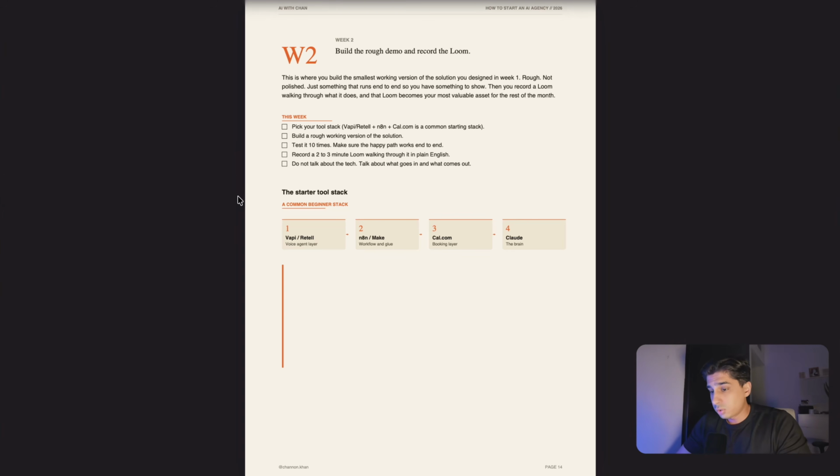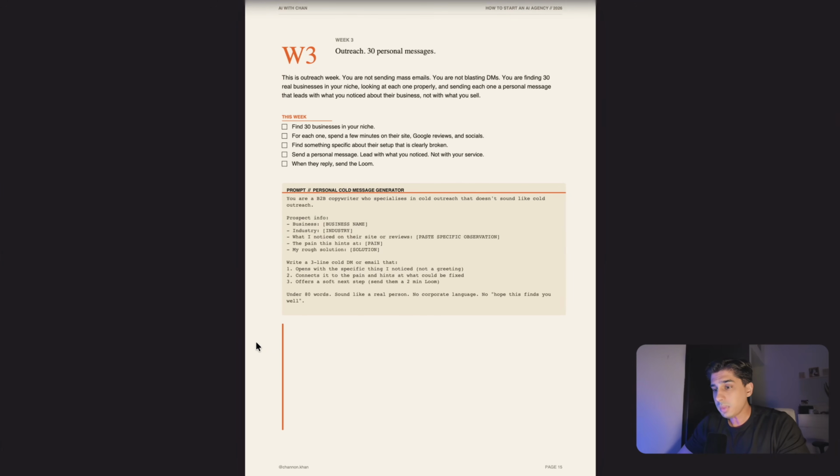So the starter tool stack, and this is again a common beginner one. Please do your own research. This is just an example. Zapier and Retell, which is a voice agent layer, n8n or Make, which is the workflow and the glue, the connectors. Cal.com is a booking one, and Claude is the brain, right? Again, you can use ChatGPT. However, I recommend Claude.